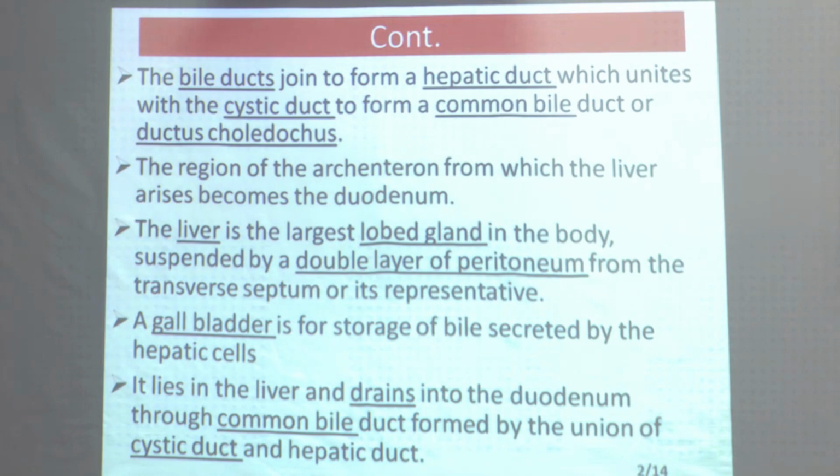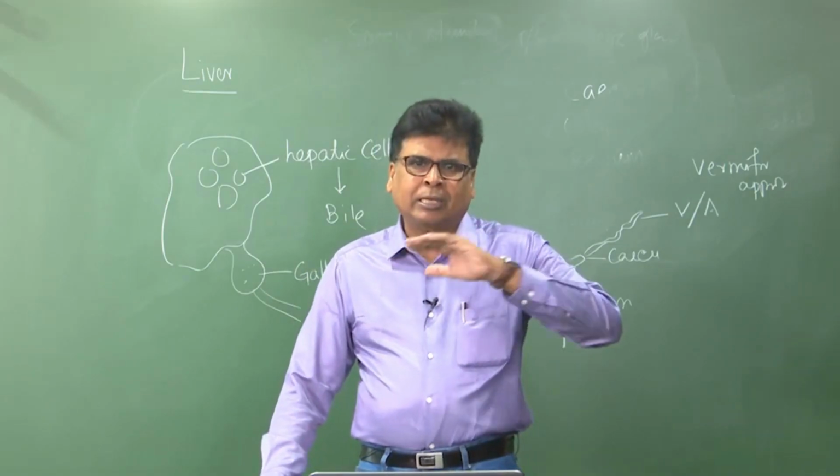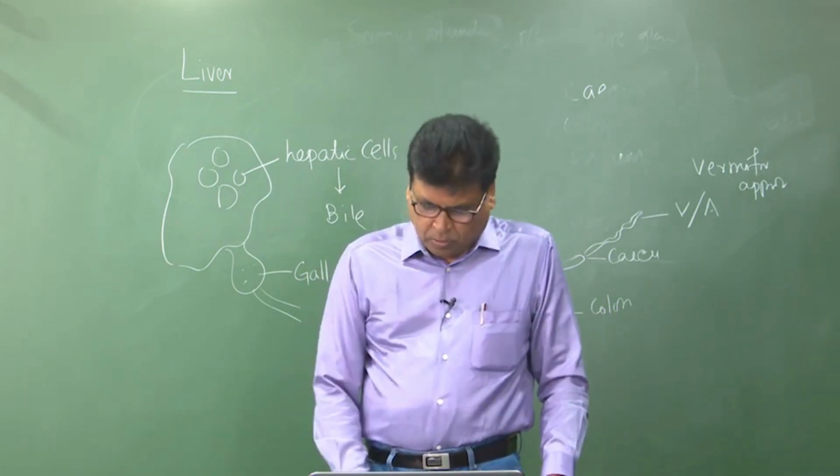The liver is the largest lobed gland in the body, suspended by the double layer of peritoneum from the transverse septum or the representative muscles. A gallbladder is there in the liver for the storage of bile secreted by the hepatic cells present in the liver. Generally, the gallbladder lies in the liver and drains into the duodenum through a common bile duct formed by the union of the cystic duct and the hepatic duct. So this is just about the structure of the bile duct and the gallbladder.